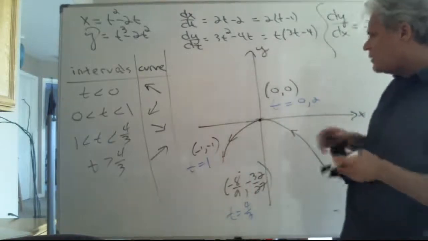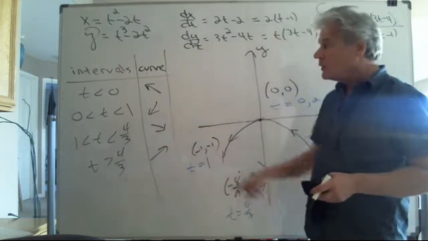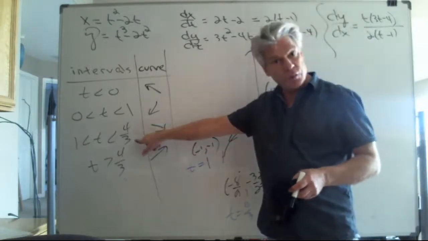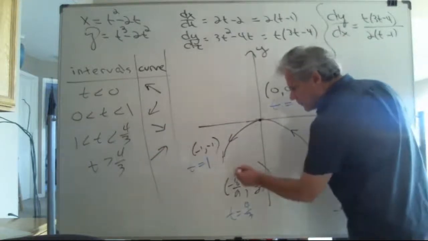Now, as t continues to increase from 1 to 4/3, my curve moves in the rightward downward direction until I hit the point where t is equal to 4/3. But that's the point at which my tangent line is horizontal. I forgot to draw that in with my red pen. Horizontal.